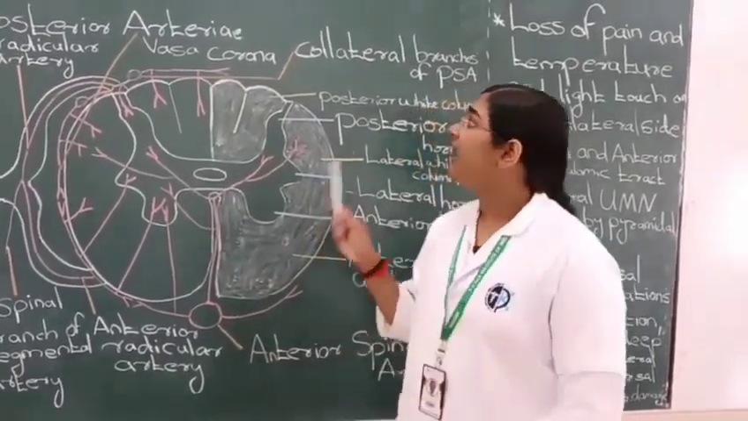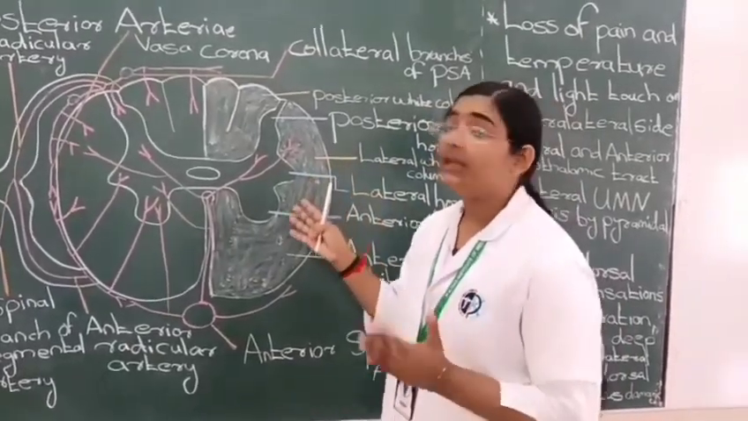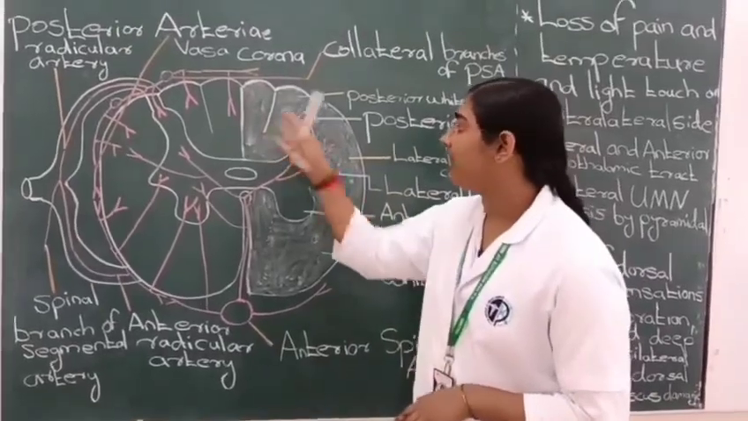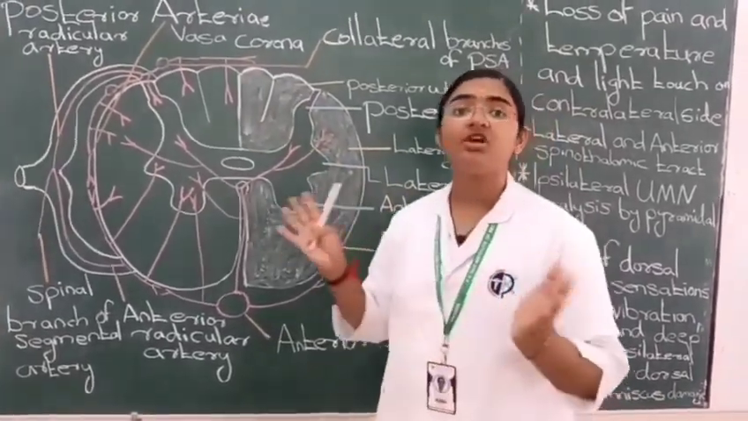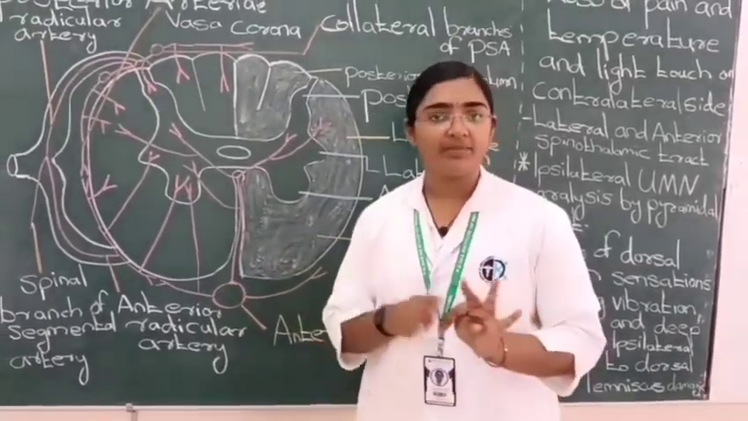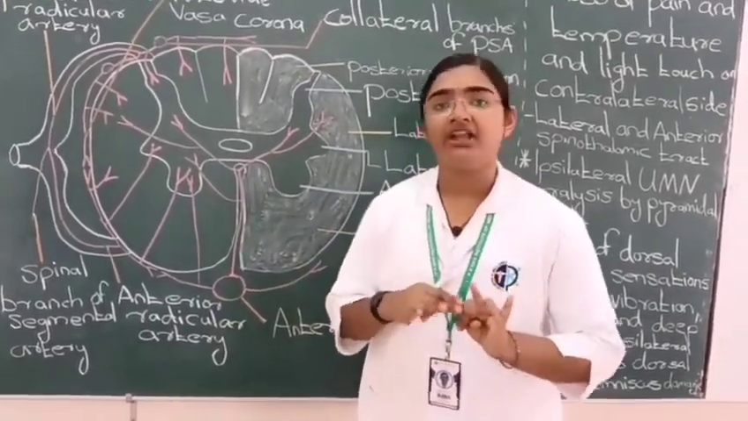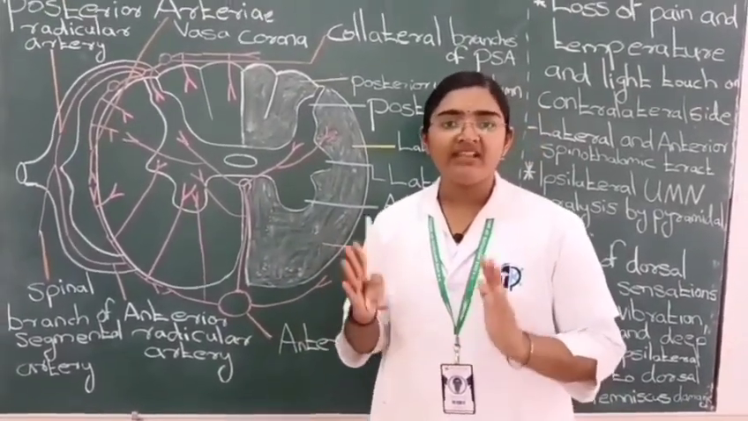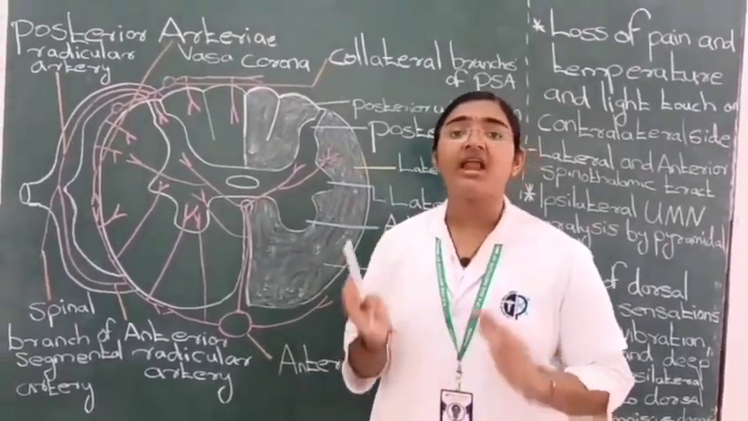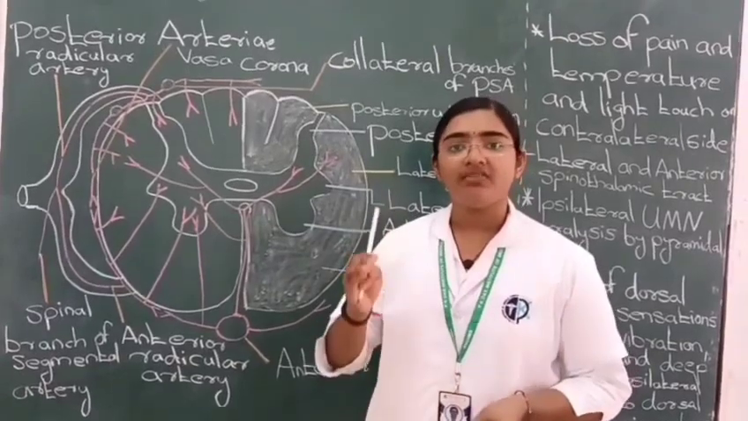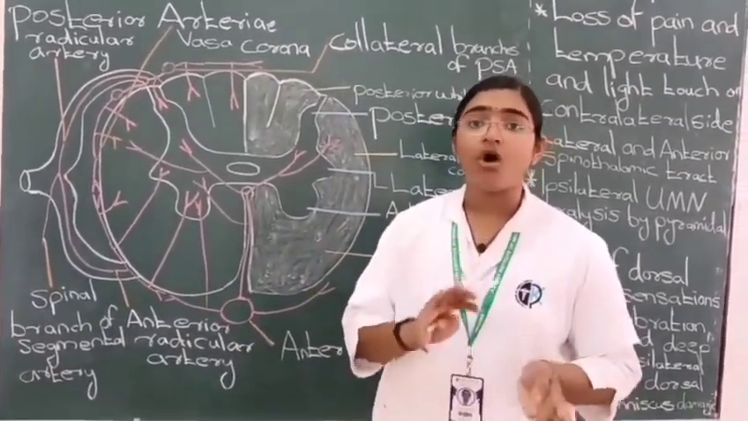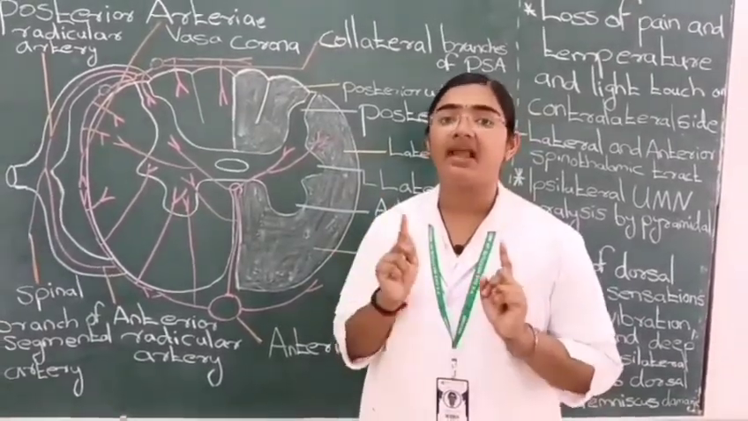Now a recap on the blood supply of the spinal cord. The spinal cord is supplied by three sets of arteries: the anterior spinal artery, posterior spinal artery and segmental or radicular arteries. How is the anterior spinal artery formed? It is formed by the spinal branches of the left and right vertebral arteries. How is the posterior spinal artery formed? It is formed by the vertebral or posterior inferior cerebellar arteries.